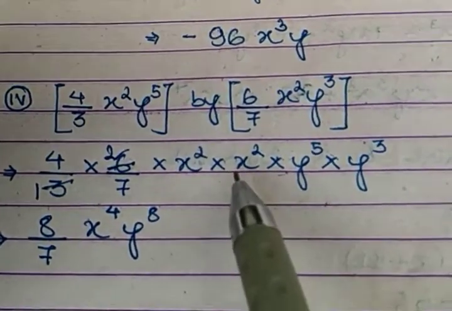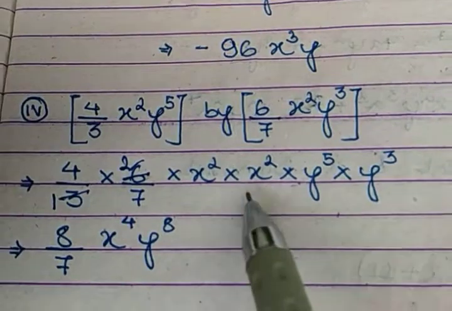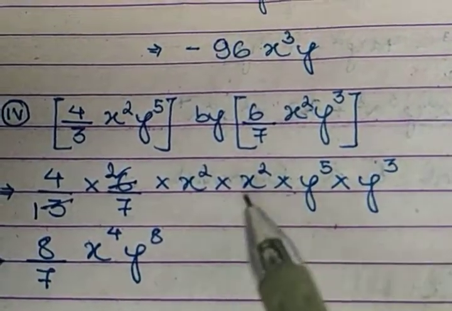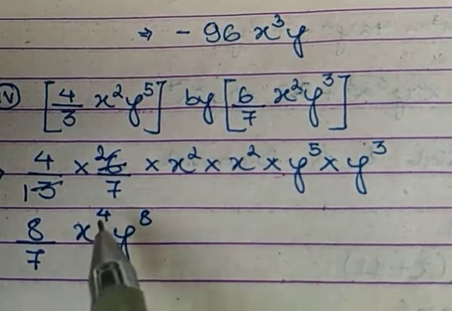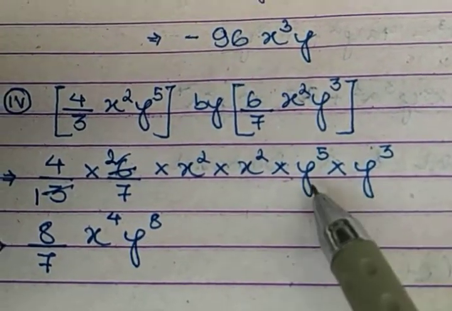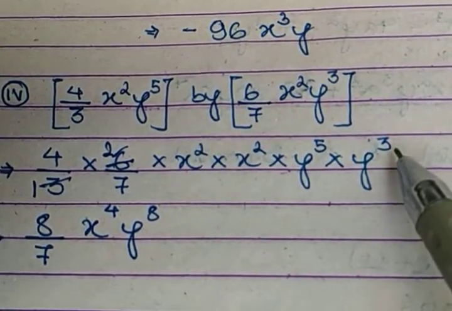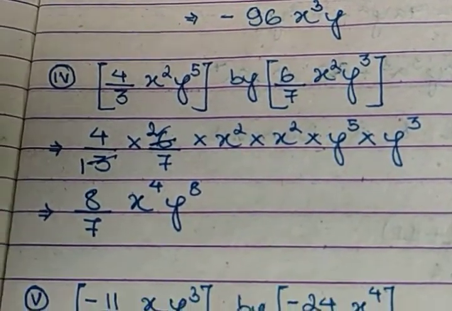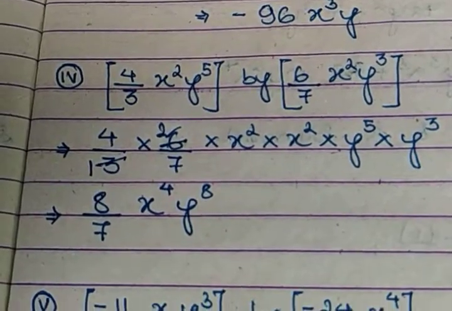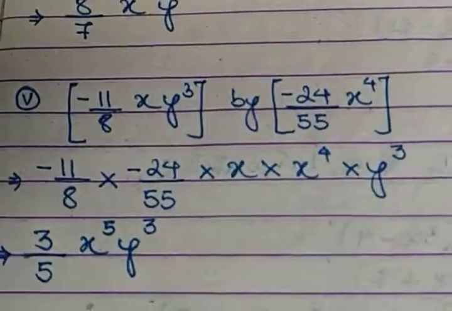7 7. Now as I said, for same variables the powers will be added, isn't it? So x to the power 2, x to the power 2, 2 plus 2 is 4, so it is x to the power 4. Similarly for y to the power 5 and y to the power 3, 5 plus 3, it is 8. In case of multiplication, the powers will be added for same variables, remember that.